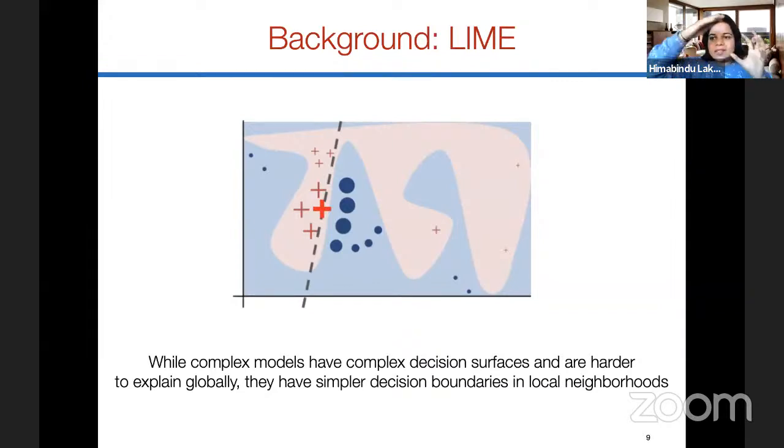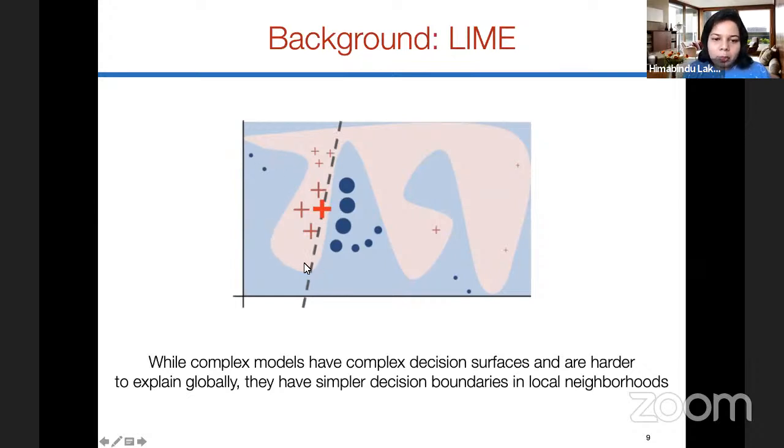So while it is harder to explain this rather complex decision boundary, the intuition that these approaches put forth, or exploit, is that if you zoom in enough and look into a small portion, for example, if we zoom in around this point, which is marked by this red plus mark, we see that the model is behaving like a linear model, right?